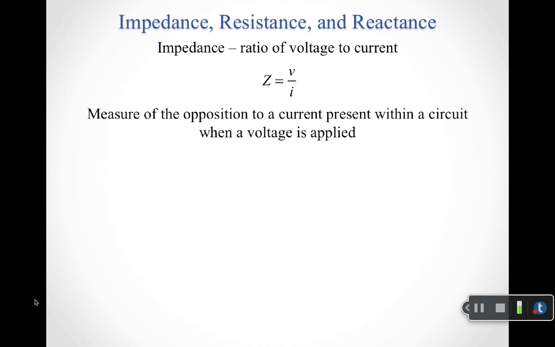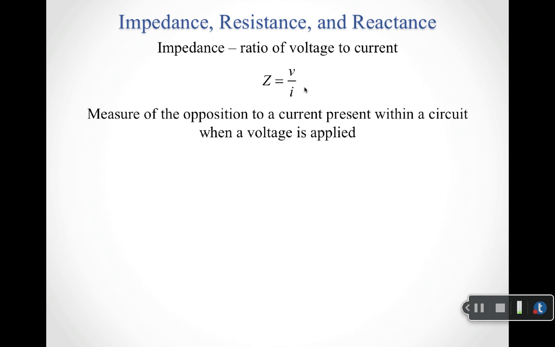So the first thing we really need to do is define what's known as the impedance. One way to talk about the impedance is that it's just the ratio of the voltage to the current. So when we talk about capital Z, that's the impedance. You take the voltage, divide by the current, and that's what the impedance value is going to be.